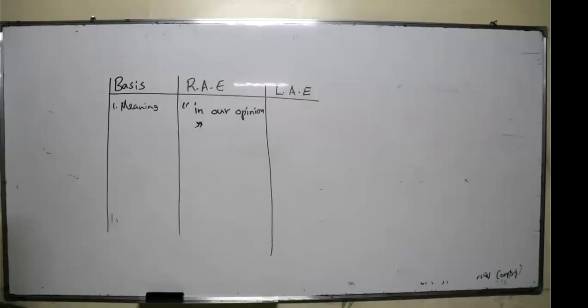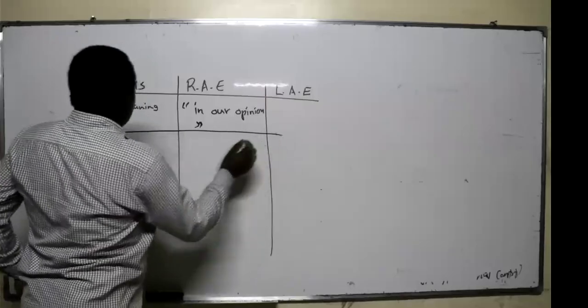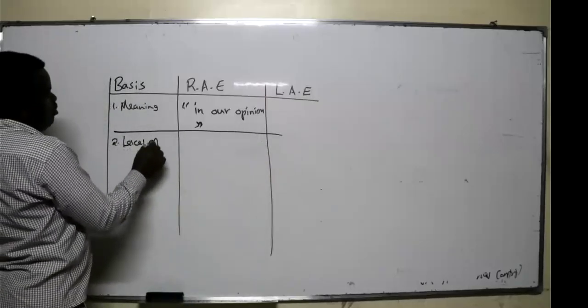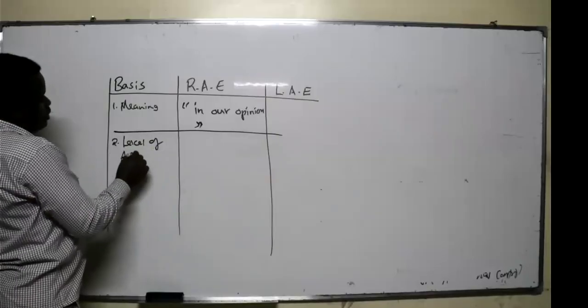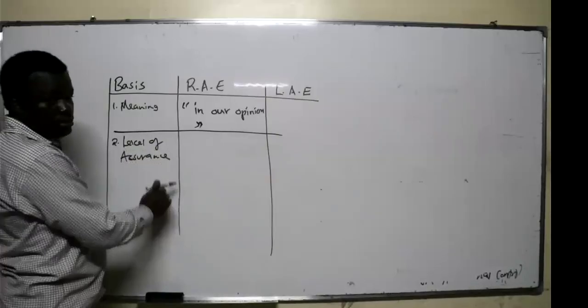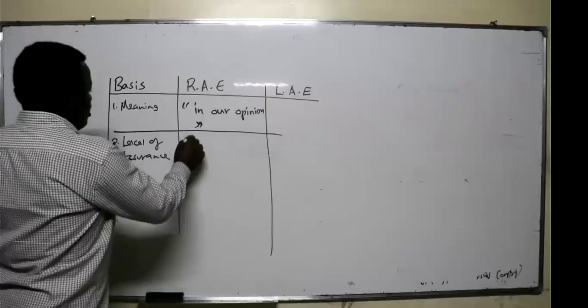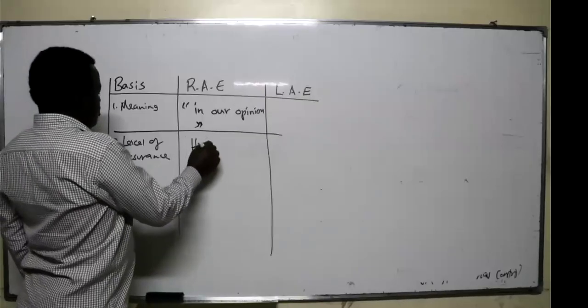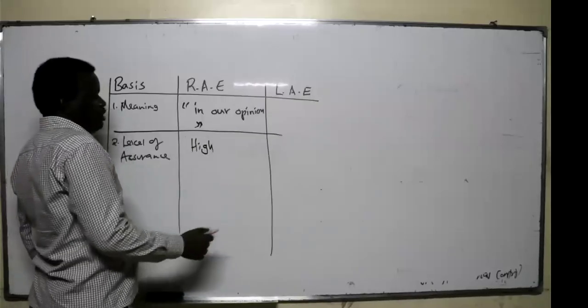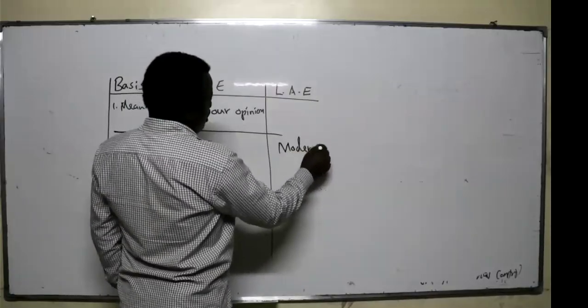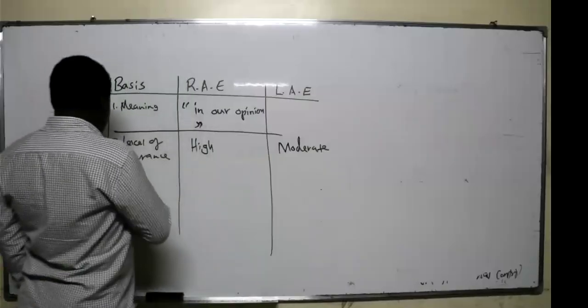So the next, number 2, is the level of assurance. Up here we have a high level of assurance, and this side more moderate level of assurance.